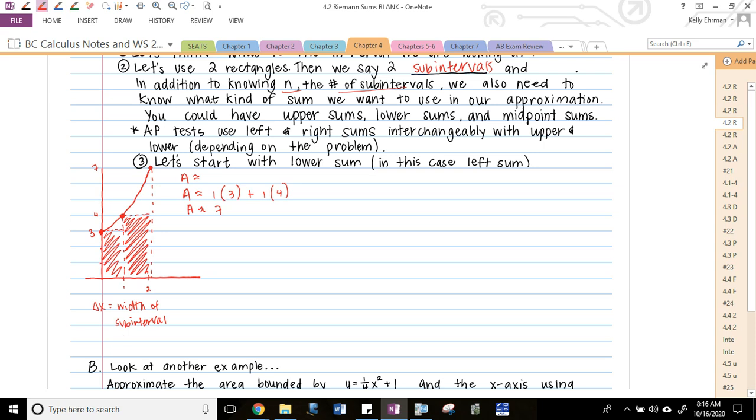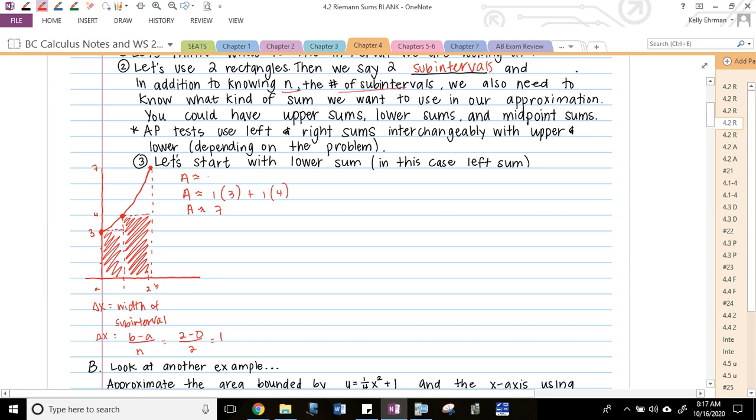In general, let's give a generic formula. In general, you could say, I'm going to take my entire section, let's call this A and this B. I could take my entire section that I'm interested in, B minus A, and divide that by the number of subintervals, n. So in this case, it's 2 minus 0 divided by 2. Tells me to place a rectangle every 1 unit.